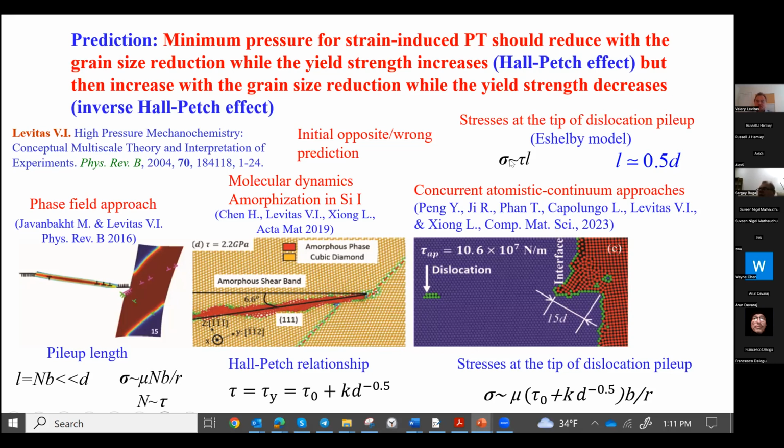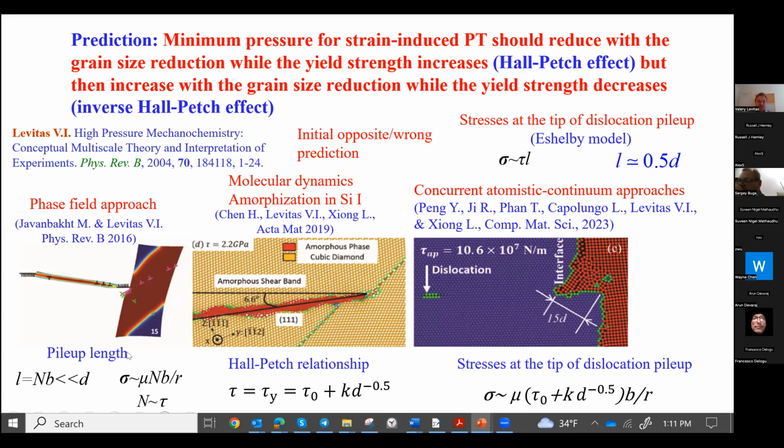Well, it's not a shame to be fooled, but it's a shame to remain fooled. So we need to fix this. And it took years to find out from much more advanced models, from phase field approach, molecular dynamics, and concurrent atomistic continuum approaches, that the dislocation pileups at such large stresses are localized at grain boundaries. So length is much smaller than grain size. And that means it's not limited by grain size.